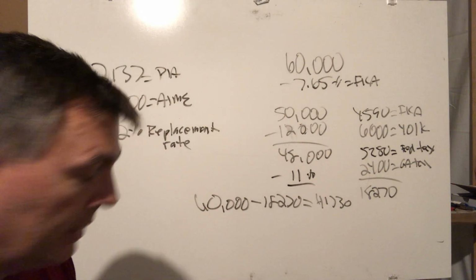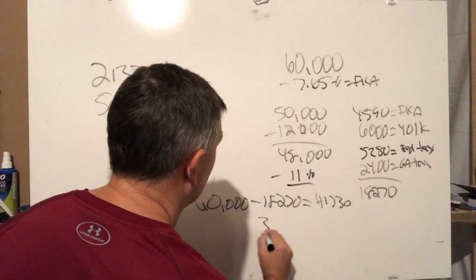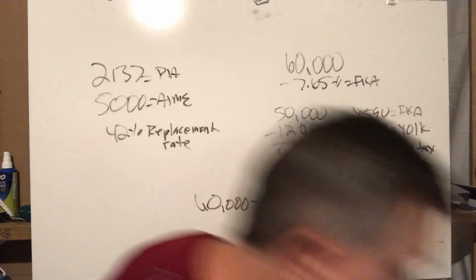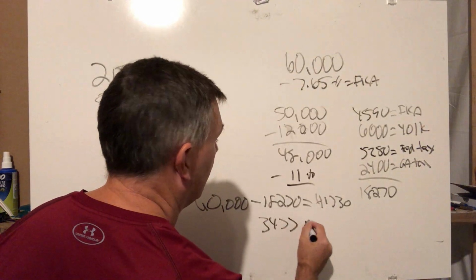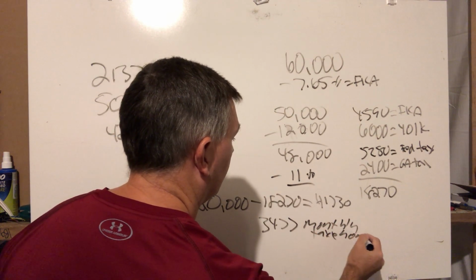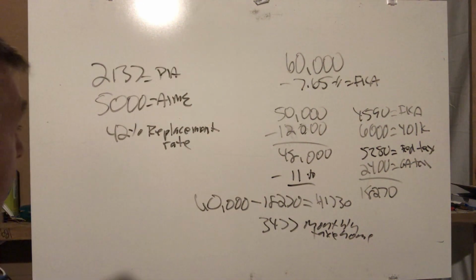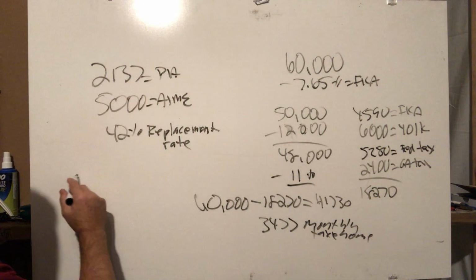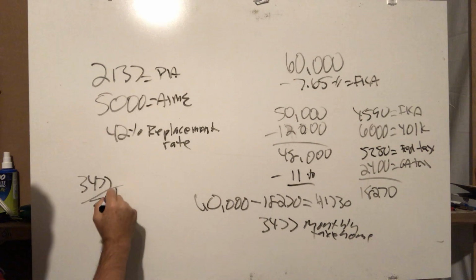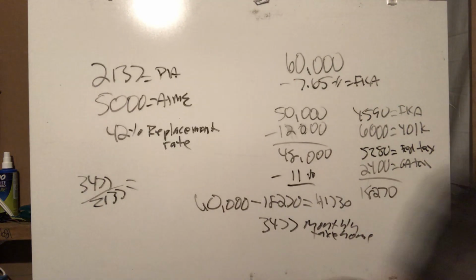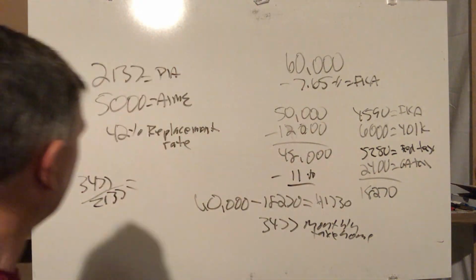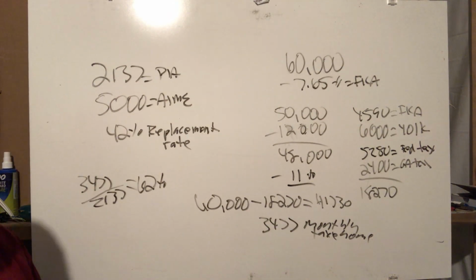Divide that by 12, and that's 3,477. That's our monthly take-home pay. So 2137 divided by 3,477 is actually a 62% replacement rate net of taxes.